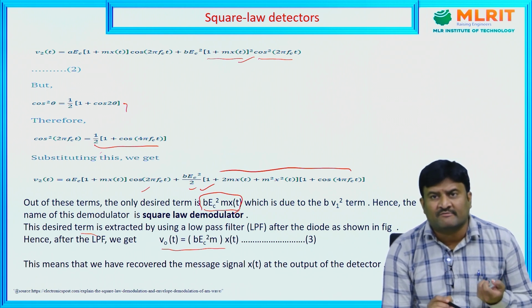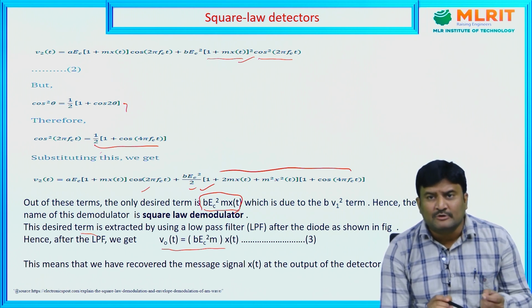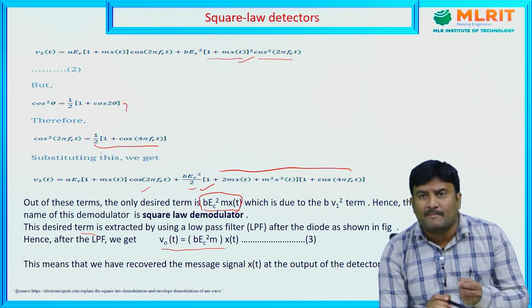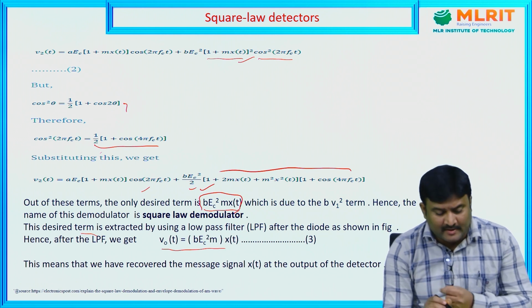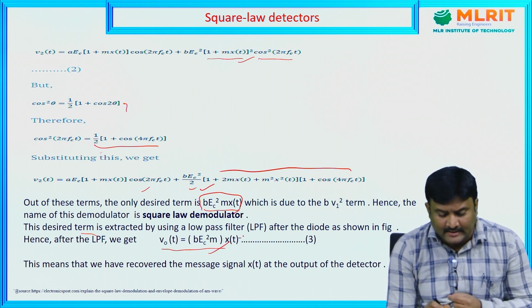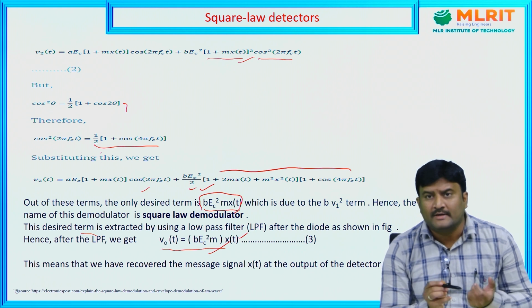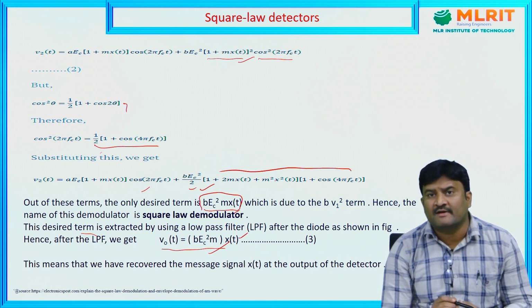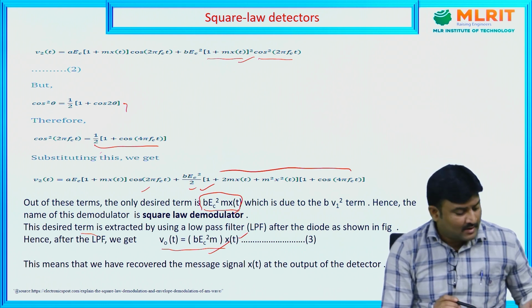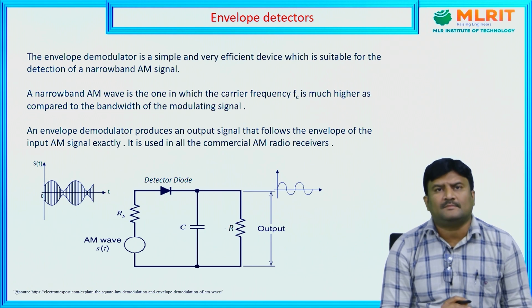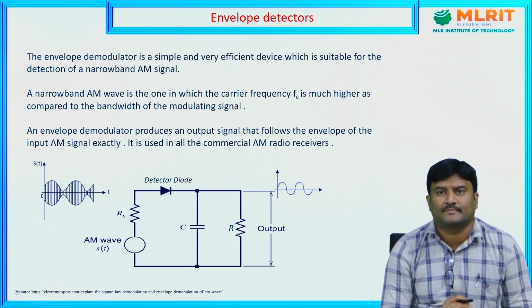What is the first one? Square law demodulator. The input of the square law demodulator is an amplitude modulated signal, which is given to the square law device followed by the low pass filter. Then the output signal should be a message signal. It is a low frequency signal. So we detected it with the help of the square law demodulator. And let us go for the next one, envelope detectors.